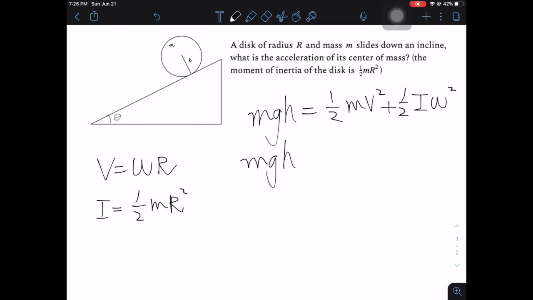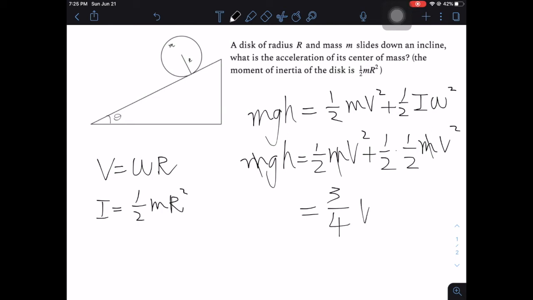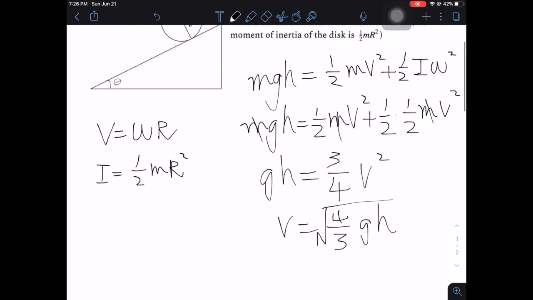So we can plug them into the equation. We have mgh is equal to 1/2 mv squared plus 1/2 times 1/2 mr squared times omega squared, which is just v squared. Then we can cancel out m. We have gh will be equal to 3/4 times v squared. Then we can solve for v. v is equal to the square root of 4/3 times gh.